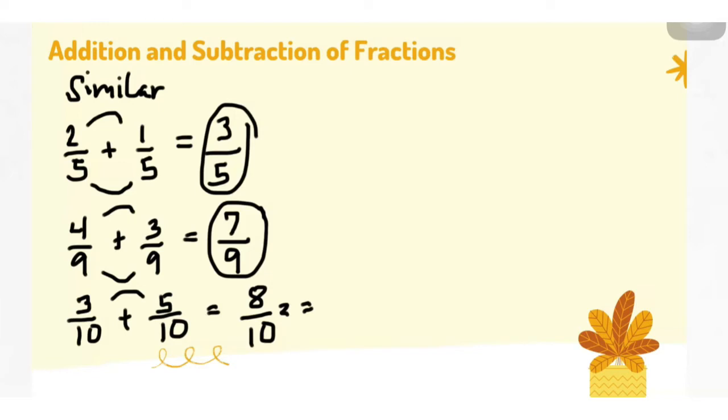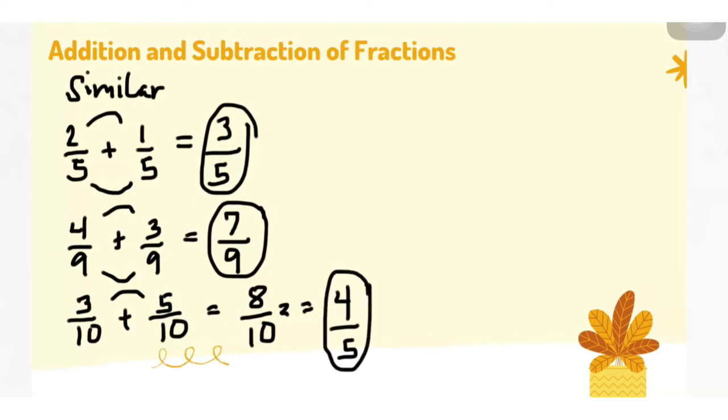So, 8 divided by 2 will give you 4. 10 divided by 2 will give you 5. Okay, so si 4/5, wala na tayong pwedeng i-divide sa kanilang dalawa. Therefore, ito na yung final answer natin kasi naka-simplify na siya.